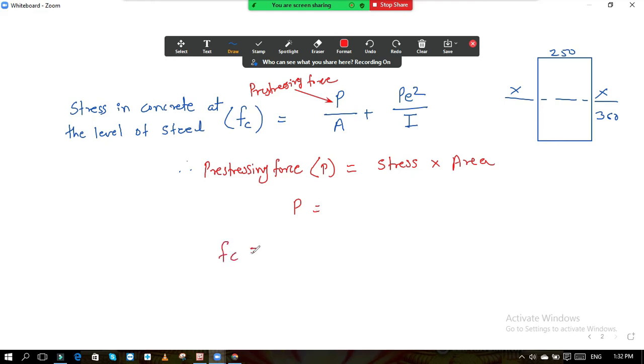Now you know the formula for FC, let me know the values. The stress is 1250 multiplied by area 350. So what will be our force? It is 437.5 kilonewton. This is our force.